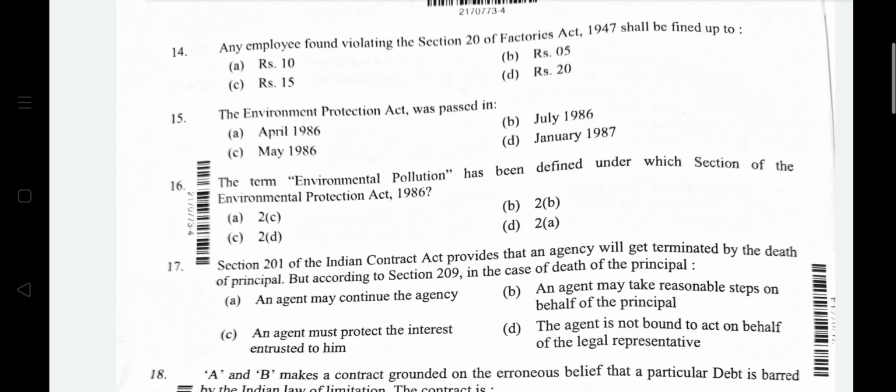Question number 17. Section 201 of Indian Contract Act provides that agency will get terminated by death of principal, but according to Section 209, in case of death of the principal, option A, agent may continue the agency, B, agent may take responsible steps on behalf of the principal, C, an agent must protect the interest entrusted to him, D, the agent is not bound to act on behalf of the legal representative. Answer is option number C, an agent must protect the interest entrusted to him.